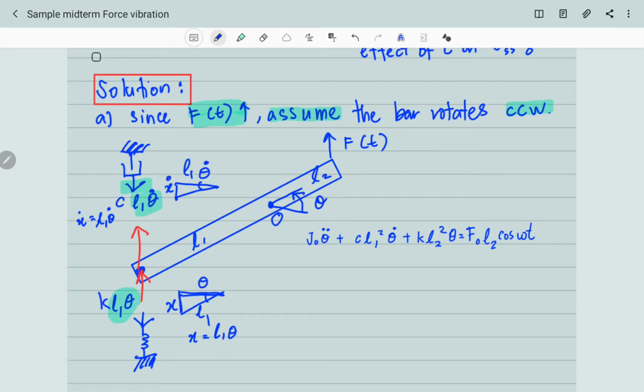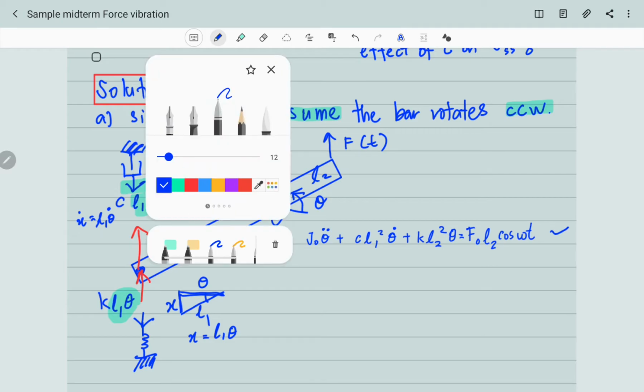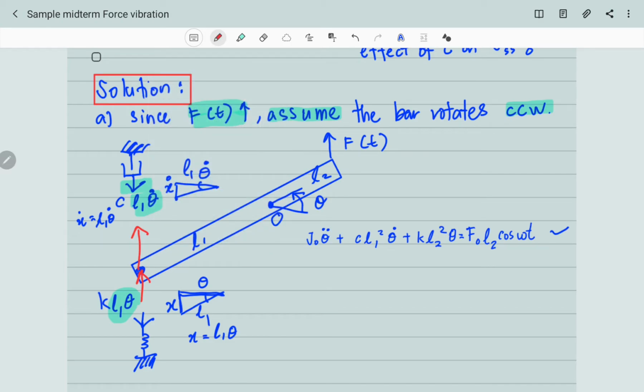Okay, so I've just put a note on the derivation of how you get L1 theta dot and L1 theta. If you rearrange the terms, that's how you get the equation of motion here. So now we want to get the omega n. If it's translational, it's just the square root of k over m, isn't it? But if it's rotational, it's the square root of k over J.